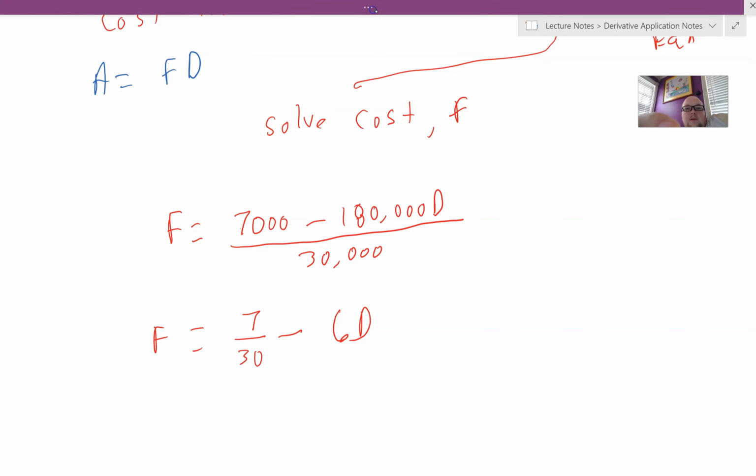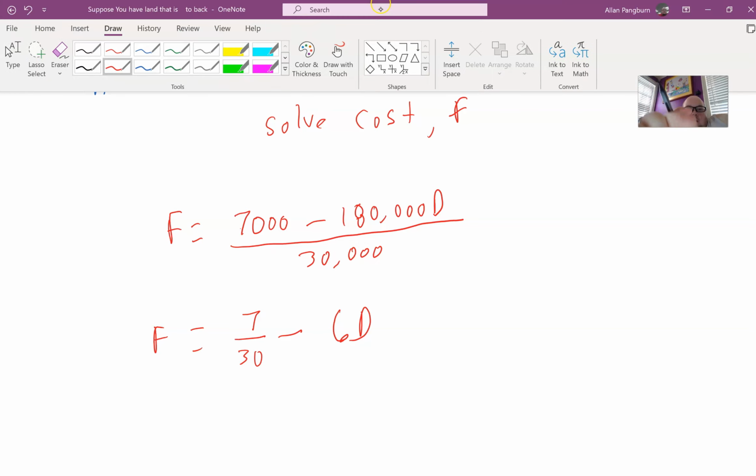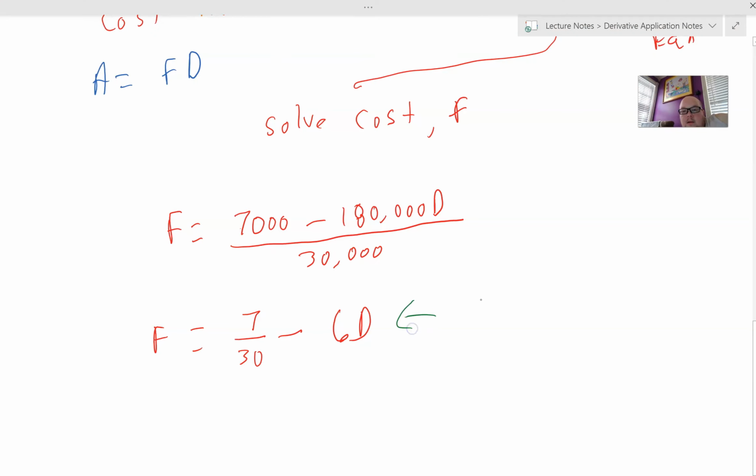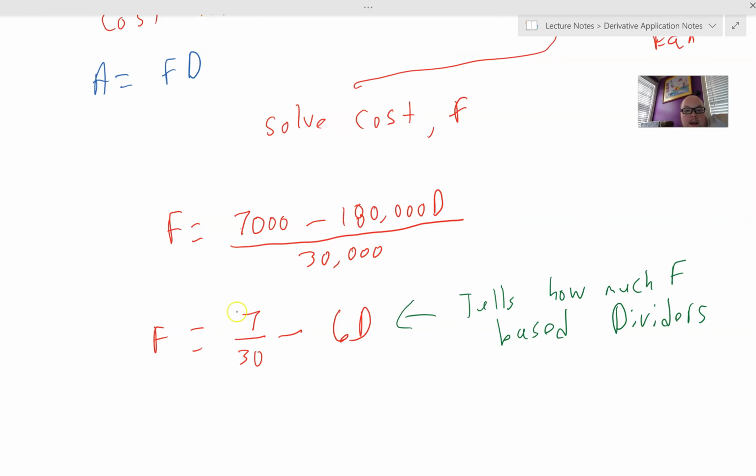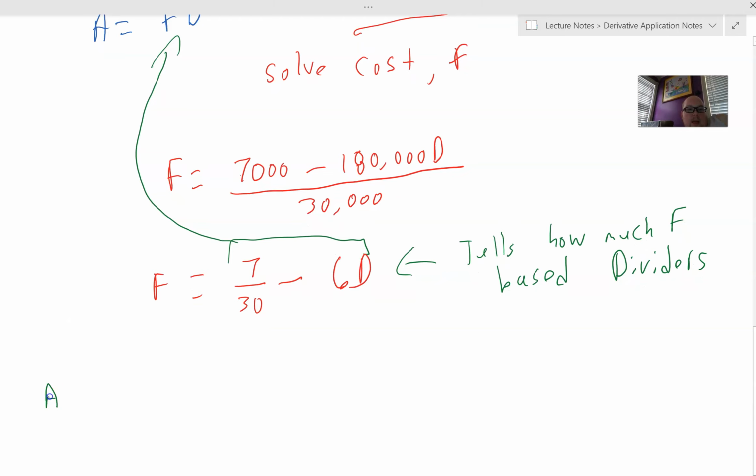And so with this, as we started talking about last class, this here tells you how much regular fence is needed based on your dividers. So when you go back in and plug in to try to figure out and answer your questions, you know what each variable is standing for. Now we take this and we plug it into our area formula. So now we get A of D is equal to D times 7 over 30D minus 6D.